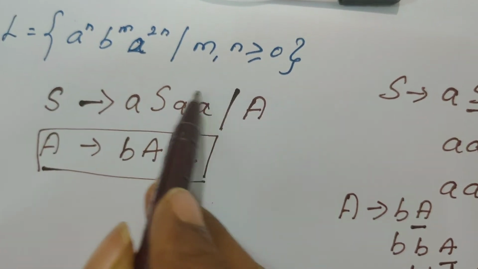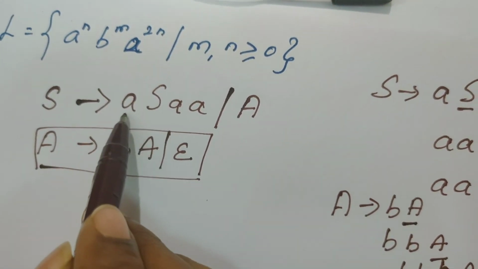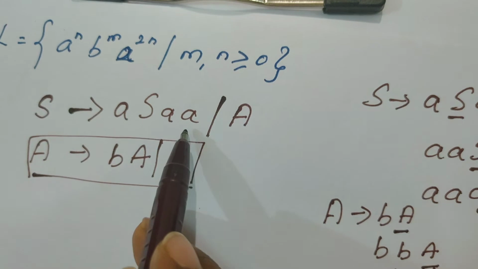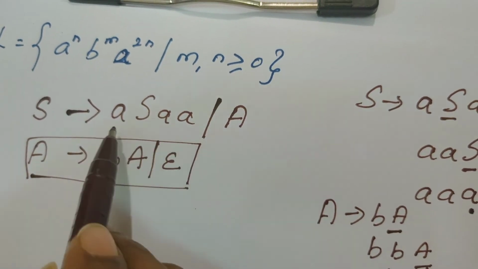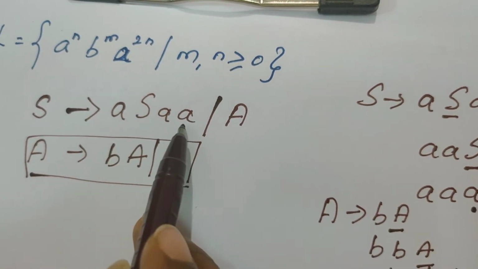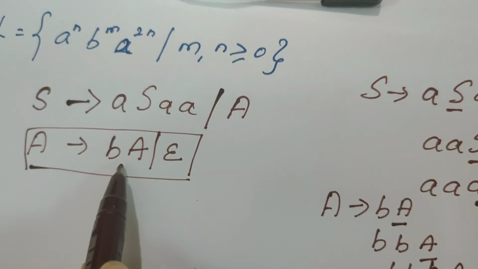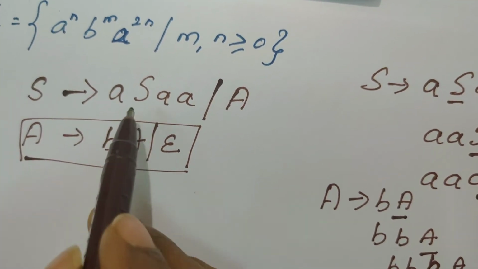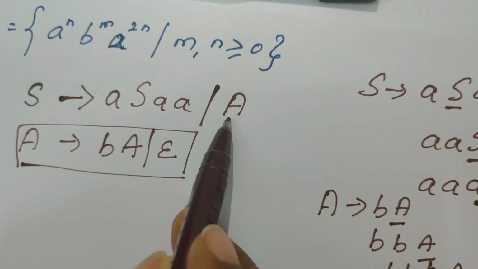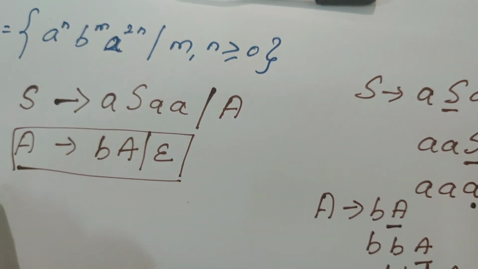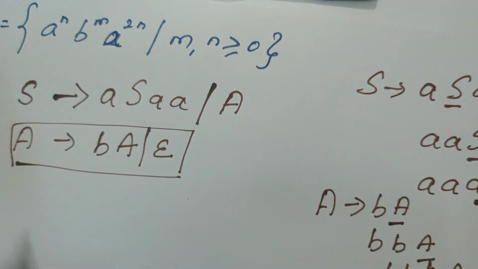This rule alone produces n number of A's, and on the right hand side it produces 2n number of A's. In between this n number of A's and 2n number of A's, we are introducing this m number of B's. That is why at one point this S is replaced by A. So this is the answer for this language.